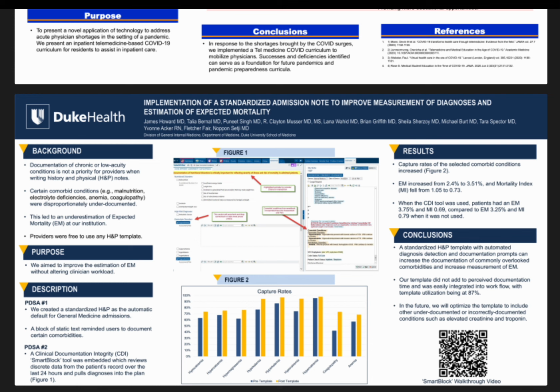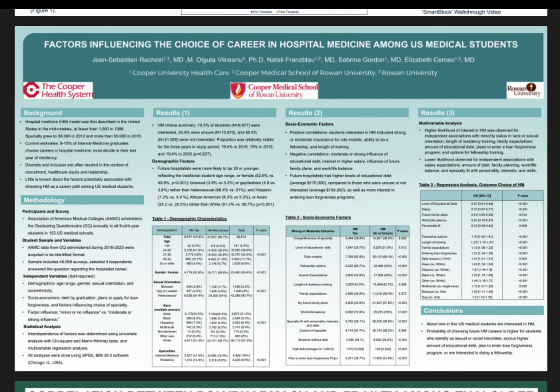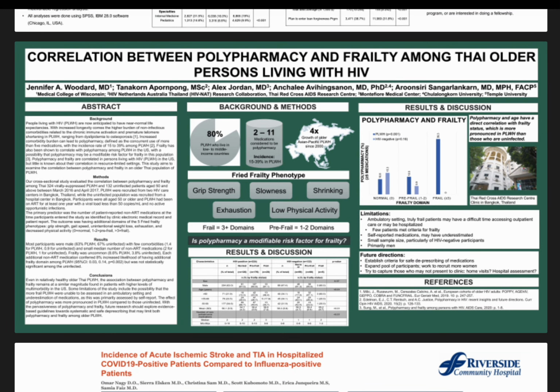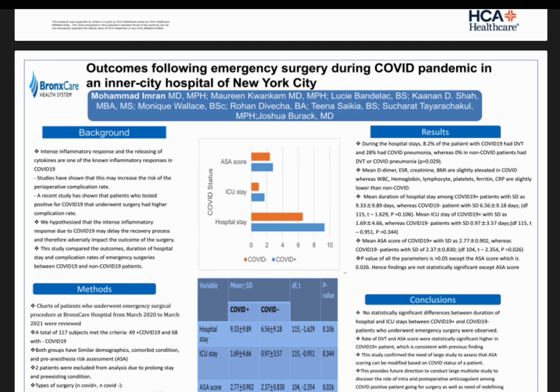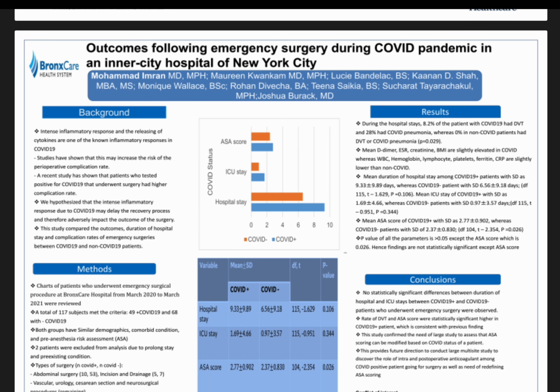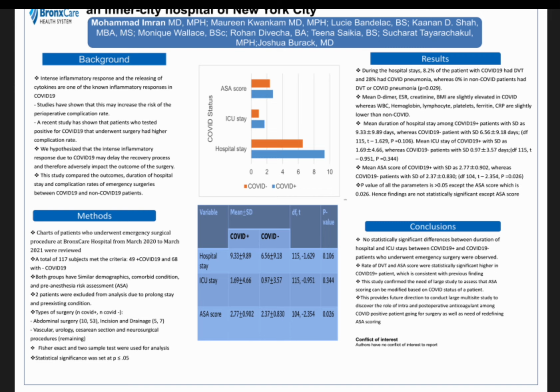Implementation of a standardized admission note to improve measurement of diagnosis and estimation of expected mortality. Factors influencing the choice of career in hospital medicine among U.S. medical students. Correlation between polypharmacy and frailty among Thai older persons living with HIV. Incidence of acute ischemic stroke and TIA in hospitalized COVID-19 positive patients compared to influenza positive patients. Outcomes following emergency surgery during COVID-19 pandemic in an inner city hospital of New York City.